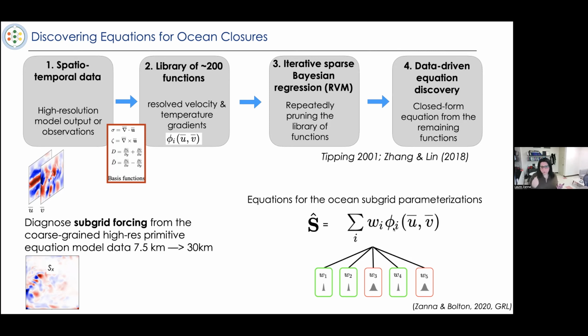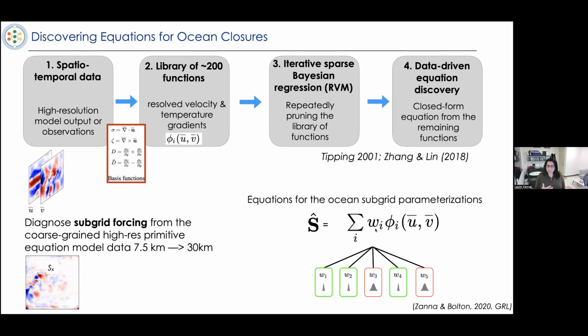So it's going to go through a library of functions and just pick out the functions that best mimic the data and are missing closure. And so again, everything is done as a function of the resolved scale based on high resolution output. And so you prune that library of functions and you make a little bit of a decision, right? How many terms you want to keep, do they make sense, and so on and so forth.